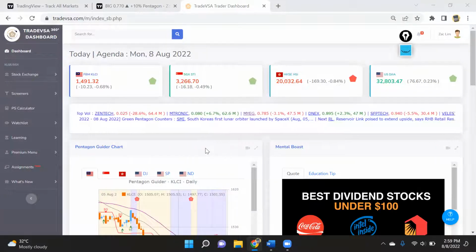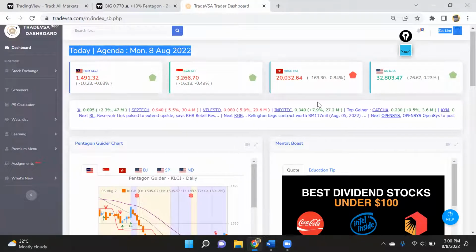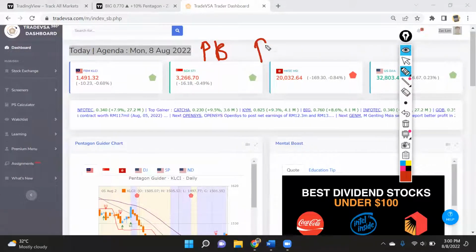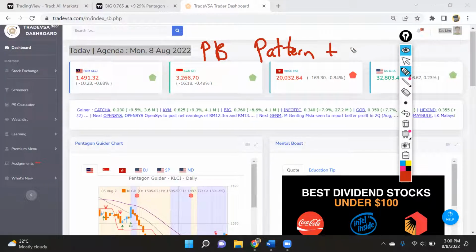Okay, thank you, Tony. So today we're gonna focus on two main things. First, let me just write down. Okay, so first we want to look for a pullback. We're gonna look for pullback patterns in KRSE. Of course, we're gonna combine again with the chart setup like reversal.